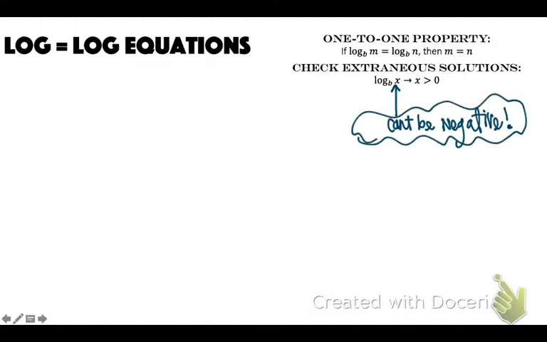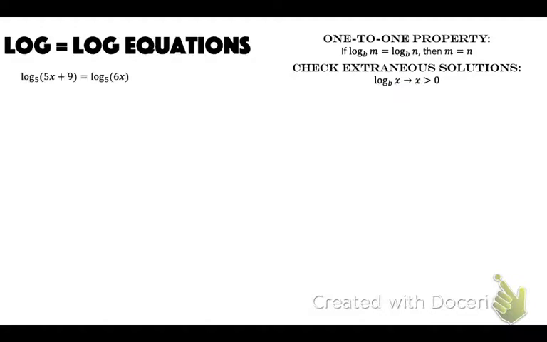Okay? So let's look at examples. We have log base 5 of 5x plus 9 equals log base 5 of 6x. Since they're the same base, we can just cancel them, and we have 5x plus 9 equals 6x, and then solve this equation. Subtract that 5x, and you get x equals 9. In case you don't know what I just did, I subtracted the 5x.